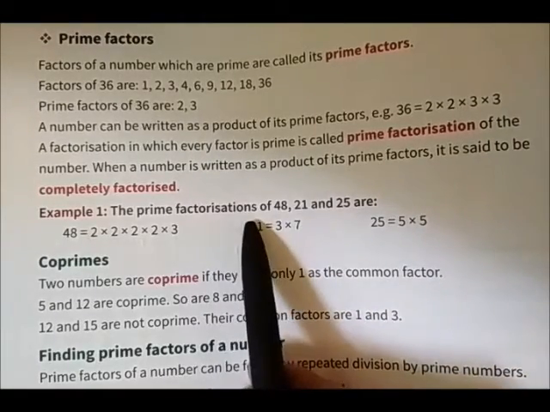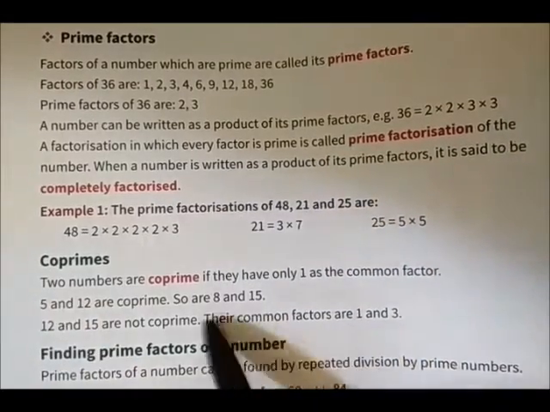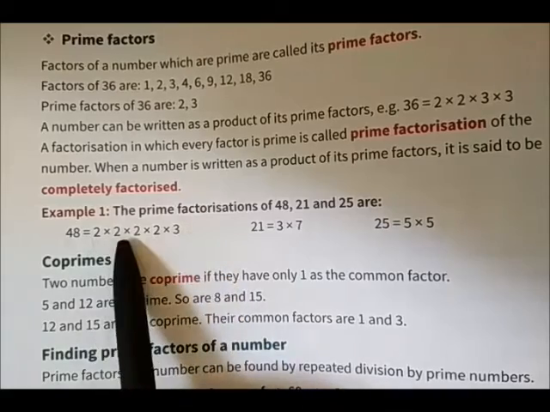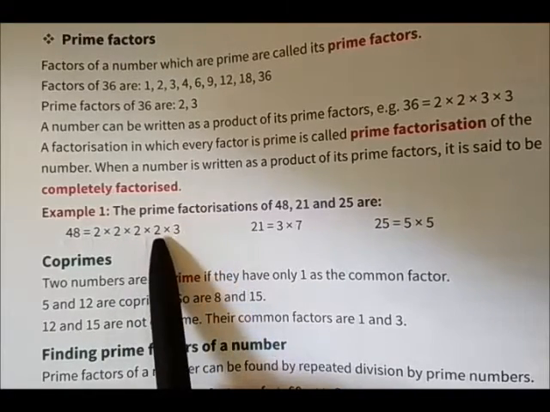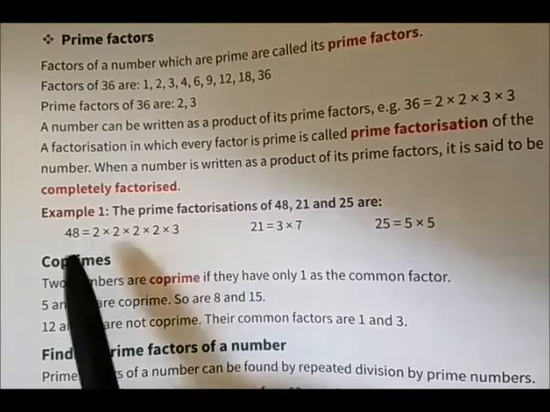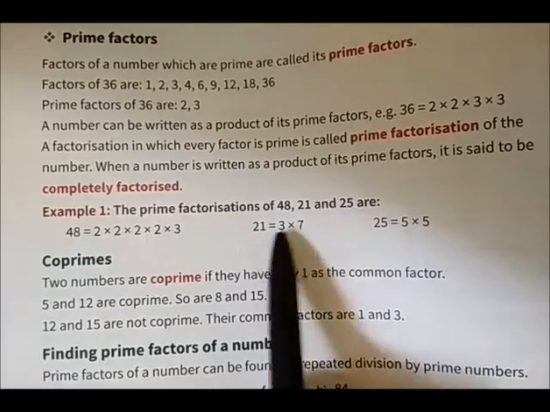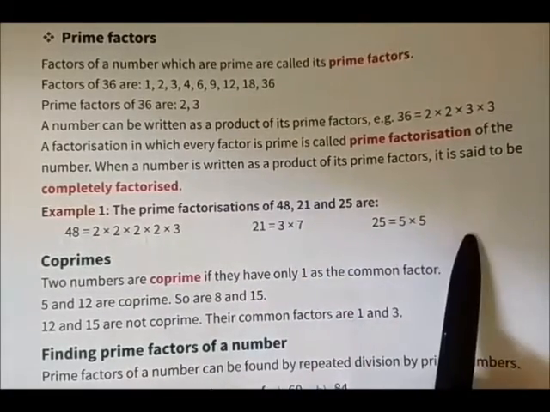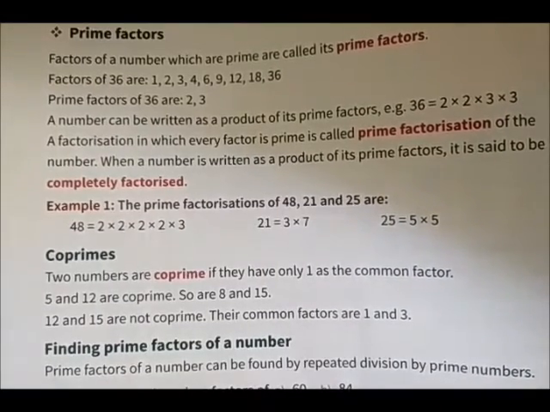Here you can see some examples: the prime factorization of 48, 21 and 25. Here 48 as a product of prime factors: 2 2s are 4, 4 2s are 8, 8 2s are 16, 16 3s are 48. Here 21 has only 2 prime factors, 3 7s are 21. 25 is 5 into 5. Clear? This is prime factors.